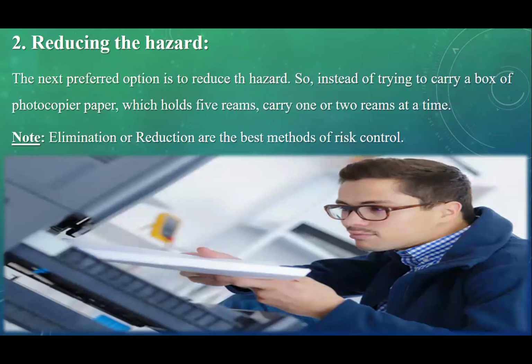The second one is reducing the hazard. How do you reduce the hazard? The next preferred option is to reduce the hazard. So instead of trying to carry a box of photocopier paper which holds 5 reams, carry 1 or 2 reams at a time. This will reduce the hazard. So here we have to note that elimination or reduction are the best methods of risk control.